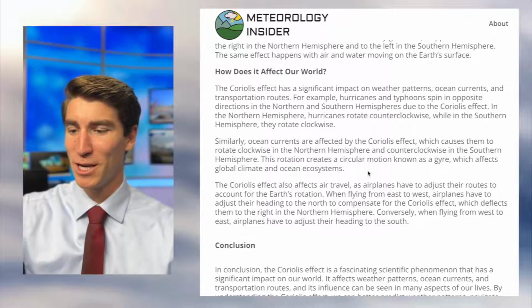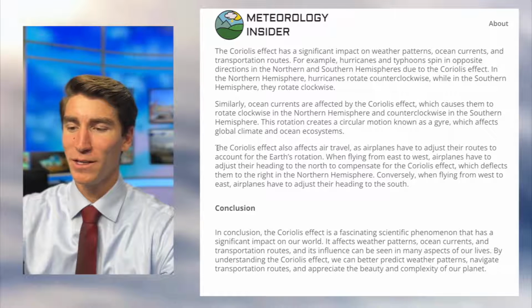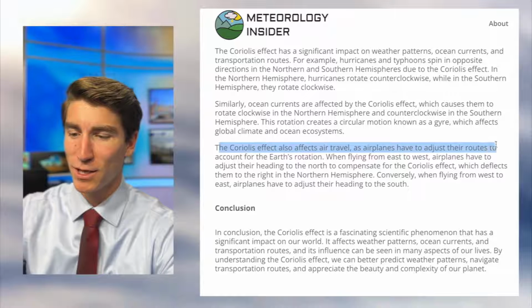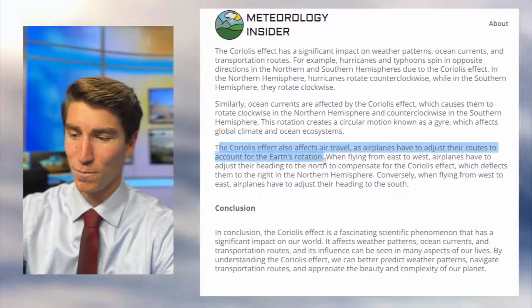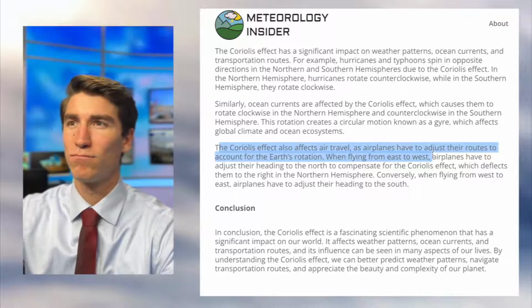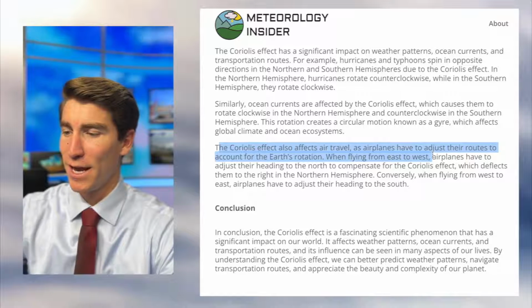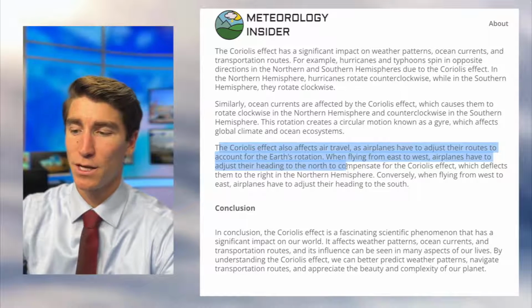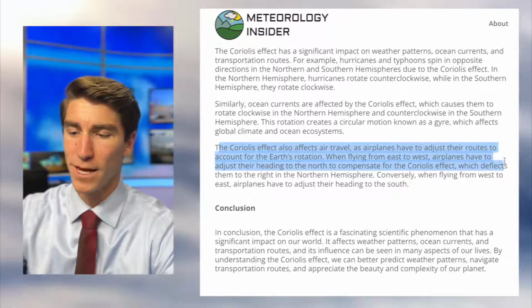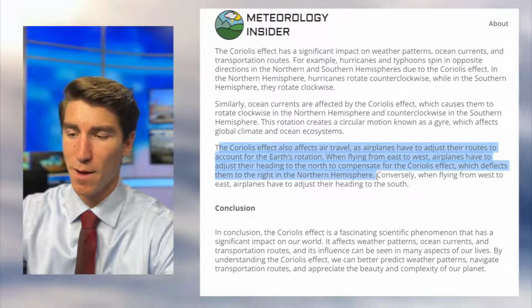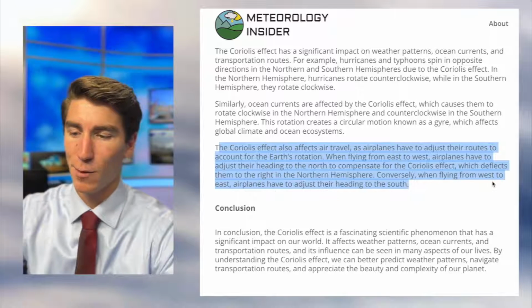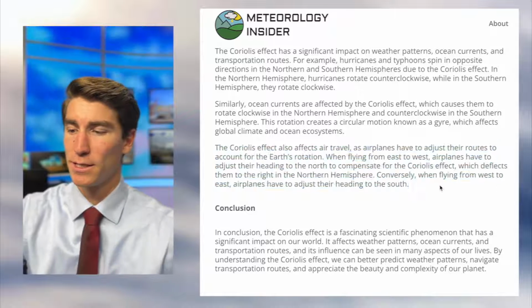So just continuing here, the Coriolis effect also affects air travel, as airplanes have to adjust their routes to account for the Earth's rotation. When flying from east to west, so New York to San Francisco, airplanes have to adjust their heading to the north to compensate for the Coriolis effect, which deflects them to the right in the Northern Hemisphere. Conversely, when flying from west to east, airplanes have to adjust their heading to the south.